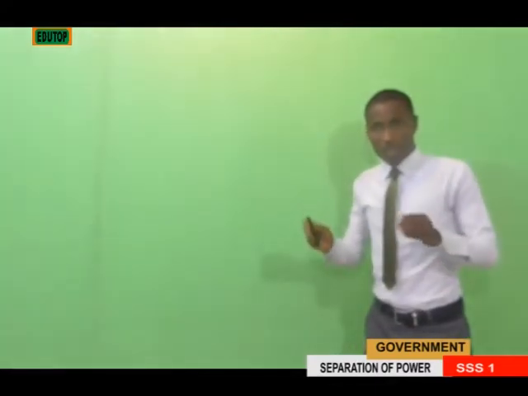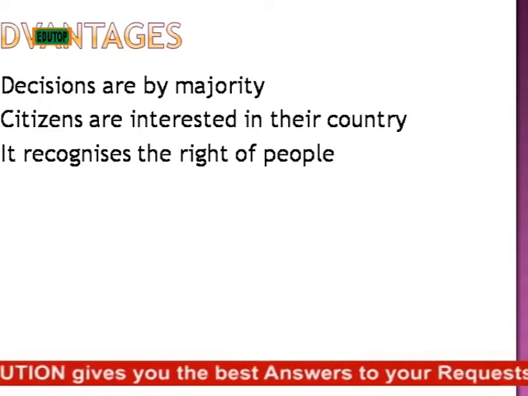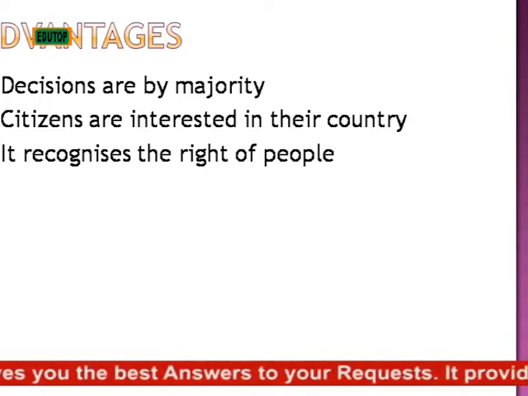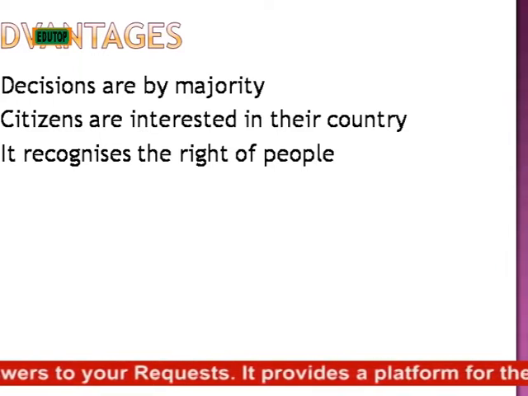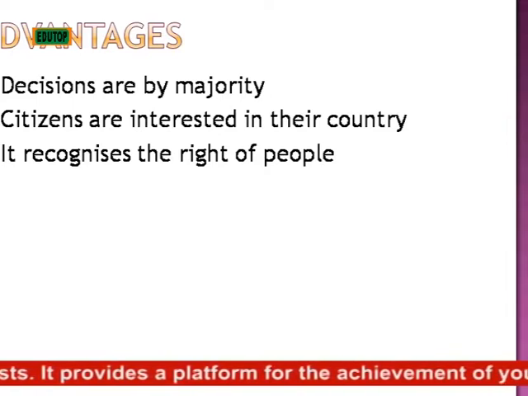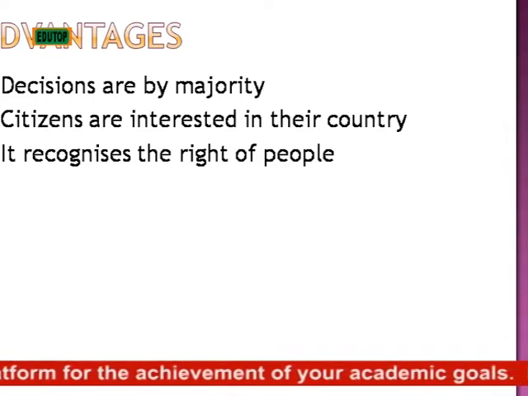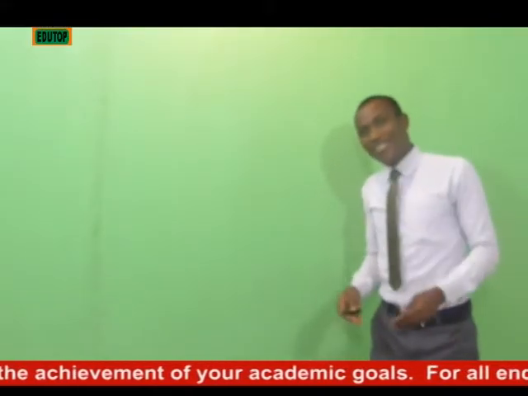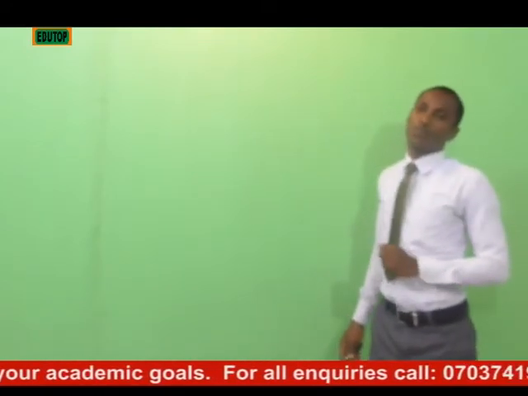Advantages. That is, advantages of a representative system of government. 1. Decisions are made by the majority. 2. Citizens are interested in their country. They are interested in their country because they are part of those who elected their representative. So they are interested in what is happening in the country. Again, it recognizes the right of people. A representative government recognizes the rights of those who have elected them into elected positions.